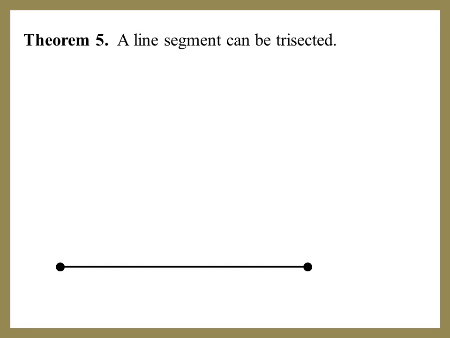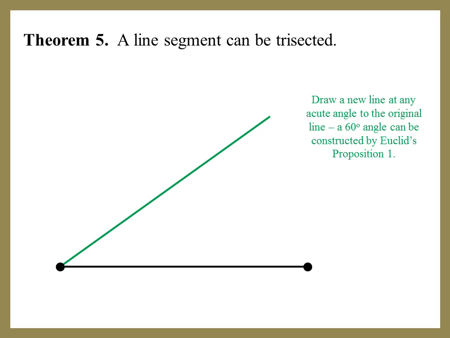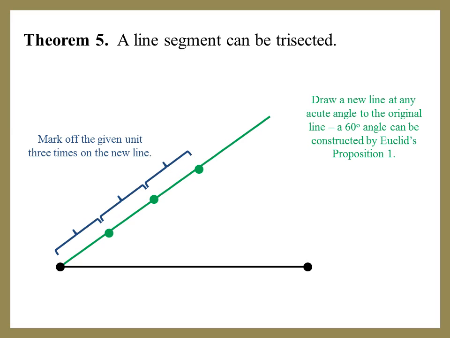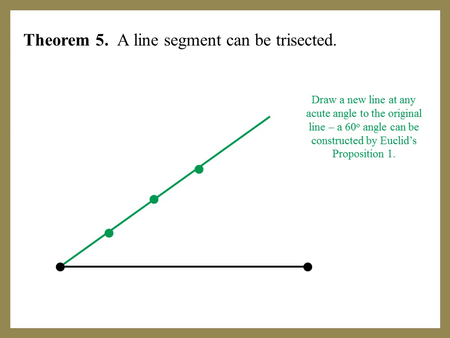We now give a result which we will generalize later. A line segment can be trisected, that is, broken into 3 parts of the same length. First, we draw a new line through one endpoint of the given line segment to produce an angle. We know, for example, that a 60-degree angle can be constructed by Proposition 1 of Euclid. On this new line, we mark off the given unit 3 times. We connect the third green point to the other endpoint of the given line segment and call the resulting line L as shown.